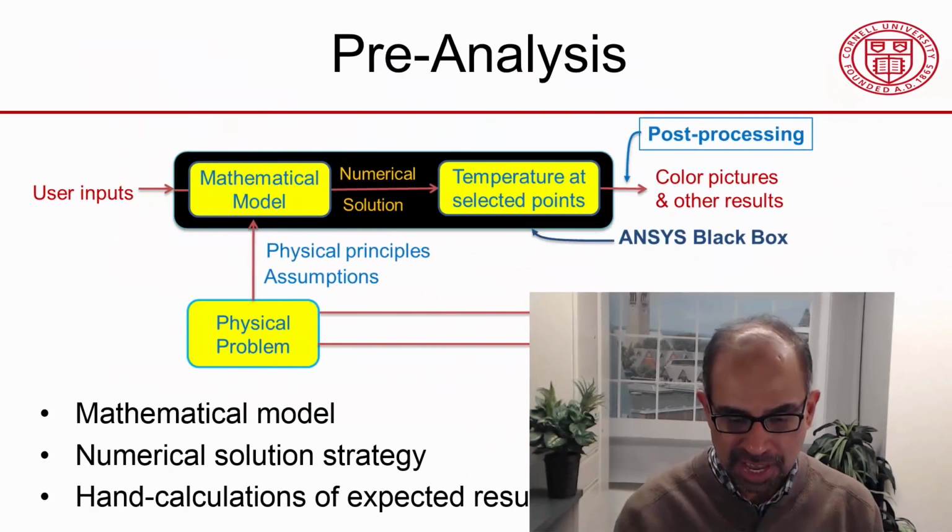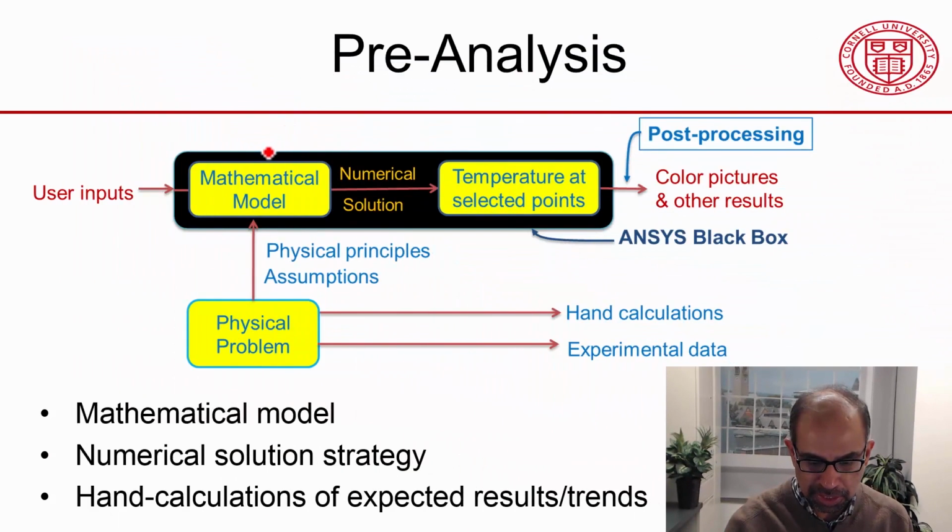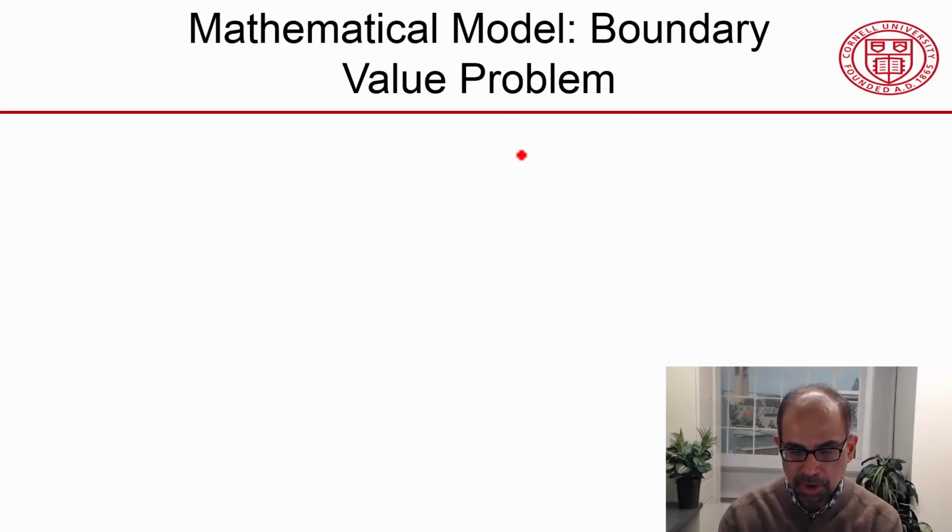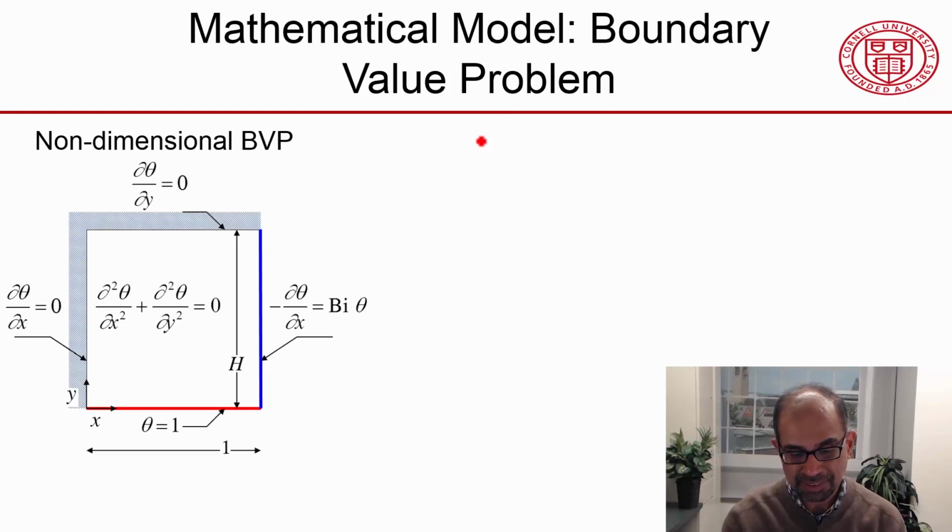Let's do the pre-analysis before we get into ANSYS. And the first thing we will do is take a look at the mathematical model that we need to input into ANSYS, and then we'll go on to consider the numerical solution strategy used by ANSYS to solve that mathematical model. The mathematical model is a boundary value problem, and we are given the non-dimensional version of that boundary value problem, which I discussed before.